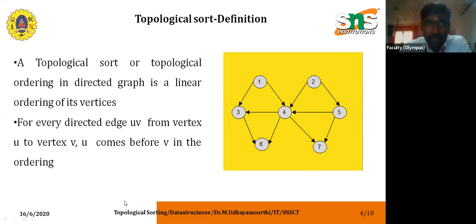So a topological sorting, or topological ordering, in a directed graph is a linear ordering of its vertices. It is nothing but a linear ordering of its vertices, such that for every directed edge U to V, U comes before V in the ordering.